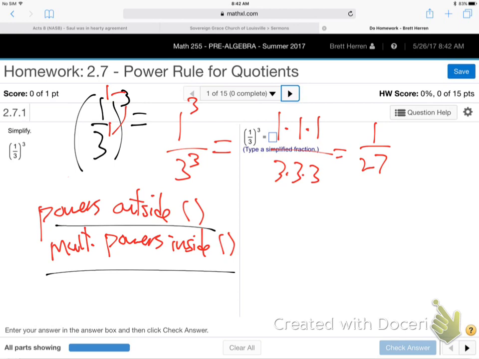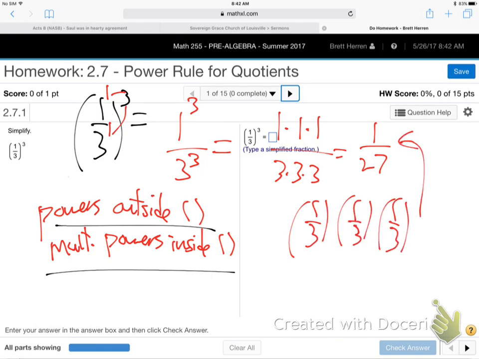Since that 3 means 1/3 three times, could you just go 1/3, 1/3, 1/3? You're totally right. And that's 1/27. That's another good way to do it. Totally, well said. Is that good on that? So powers outside parentheses multiply other powers.